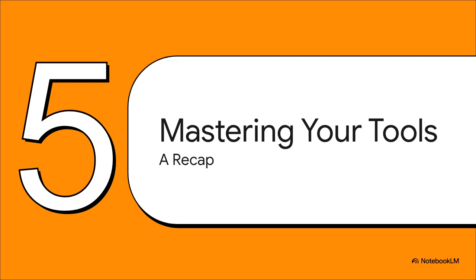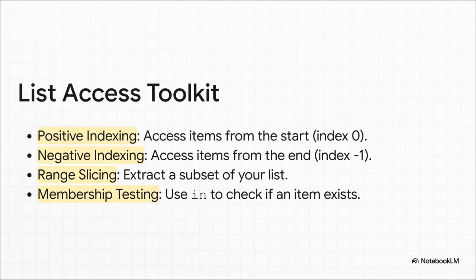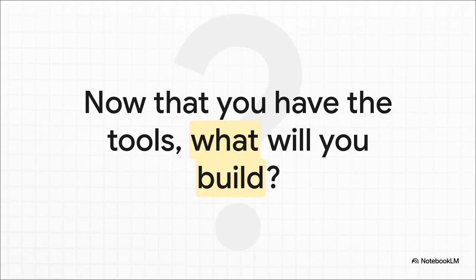All right, we have covered a lot of ground here. So let's do a super quick recap of the complete toolkit that we've just put together for working with our Python lists. So let's review the 4 powerful methods you have now. You've got positive indexing for precision work from the start. You've got negative indexing for that convenient access from the end. You've got range slicing to grab whole chunks of your list. And you've got membership testing with in to check and see what's inside. Honestly, mastering these techniques is going to make you a way more effective Python programmer. You have the toolkit now for getting at and managing your data. So the only real question left is, what are you going to build with it?